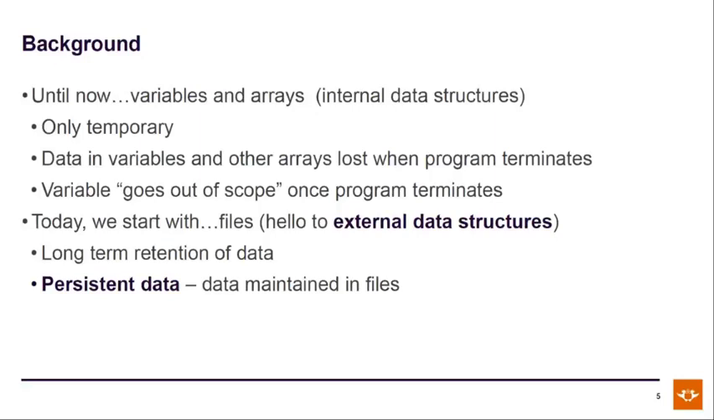A variable goes out of scope once a program terminates. So as soon as the program closes, that information is gone, which is not a very good thing if you want to store and keep track of something. If you just want to calculate something quickly and you're going to give it the values, then temporary storage is perfect. But if you want to keep track of things long term, then you want to start considering external data sources like files and databases, and those are actually your two main external storage systems. So you've got long-term retention of data, your persistent data, and data maintained in files.